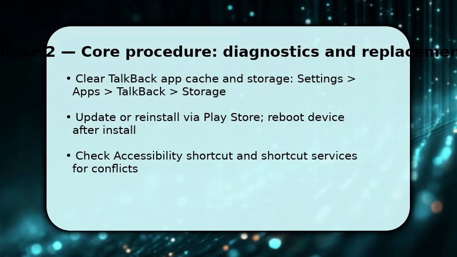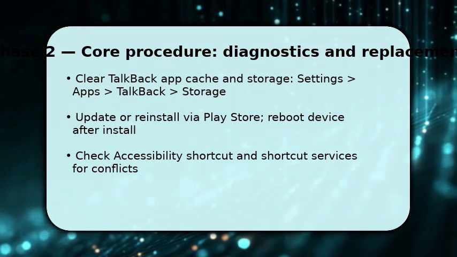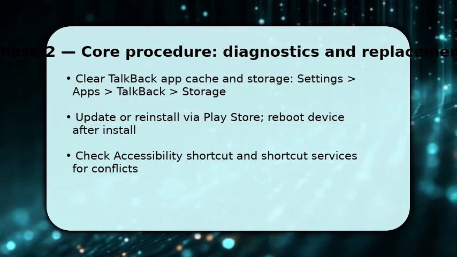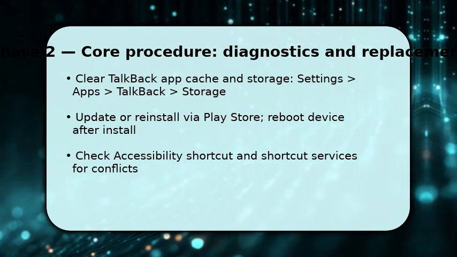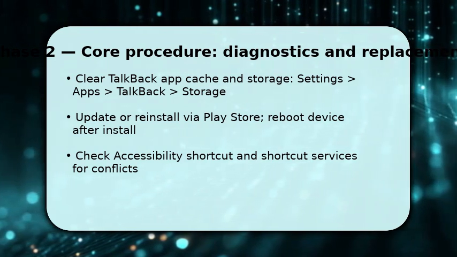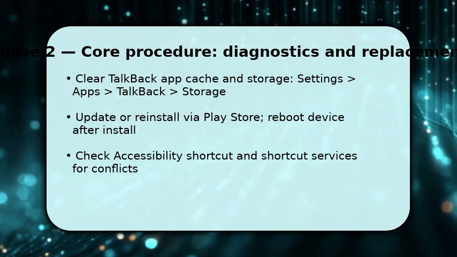Now you'll fix common corruption and conflicts. Go to Apps, find Talkback, and clear cache and storage to remove bad settings that block speech. If problems persist, update or uninstall and reinstall Talkback from the Play Store, then reboot the phone. Restarts apply system changes reliably.